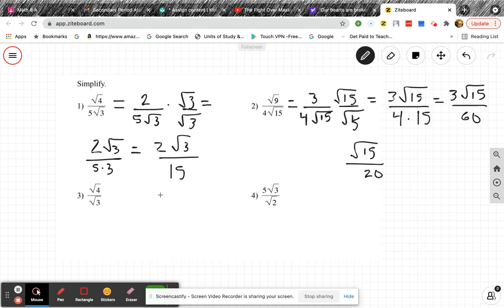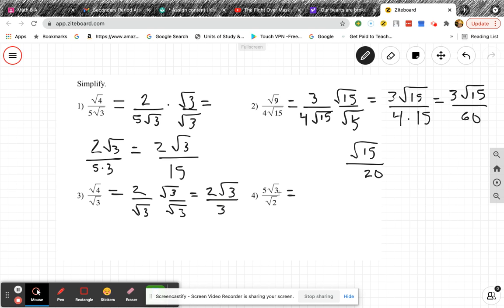Okay. Number 3, again, you want to look at the numerator. The numerator is the square root of 4, which is already 2, over the square root of 3. We want to multiply by the square root of 3 over the square root of 3, which is 2 times the square root of 3 over the square root of 3 times the square root of 3 is the square root of 9, which is 3. That's as far as you can go.